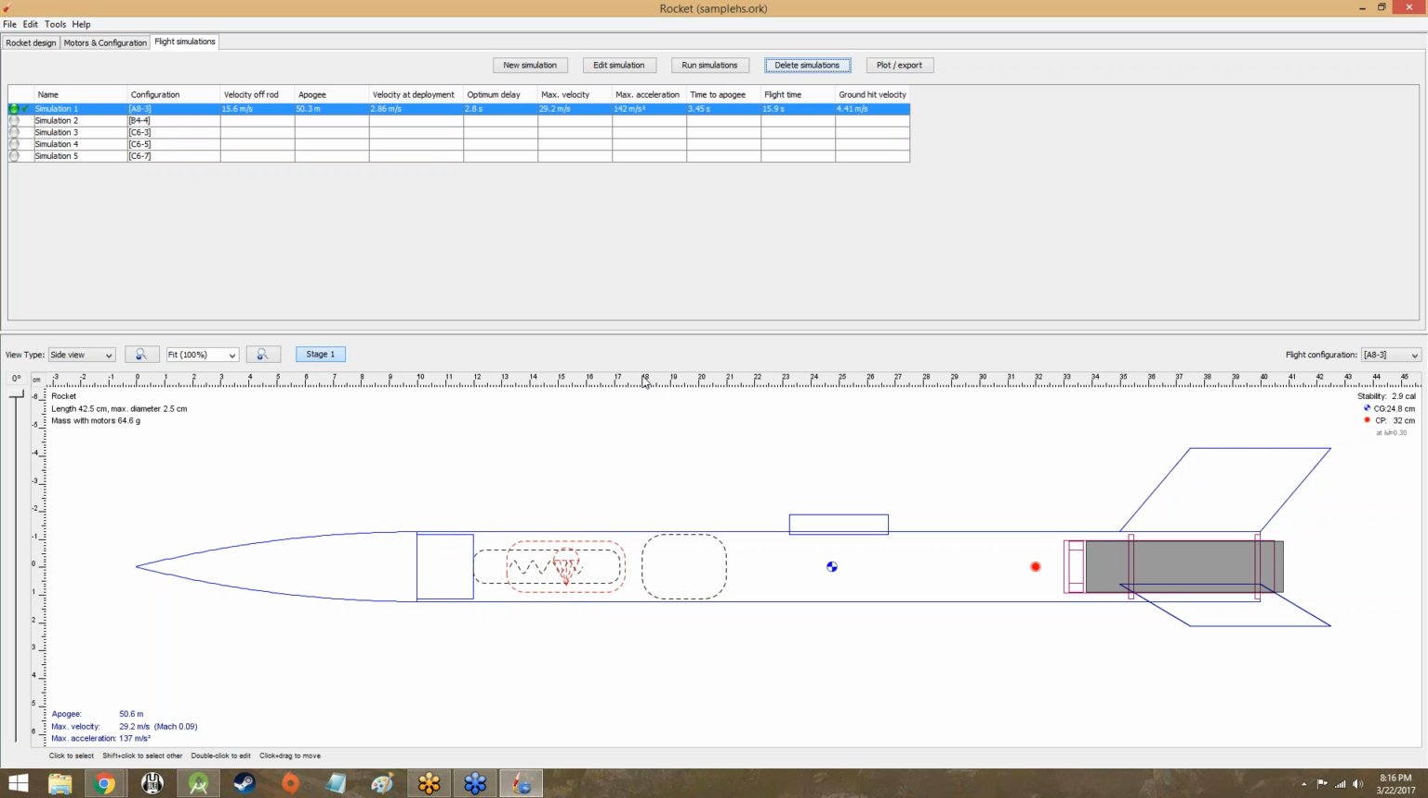I'm getting sidetracked here. Time to apogee 3.45 seconds, flight time 15.9 seconds, ground hit velocity 4.41 meters per second.